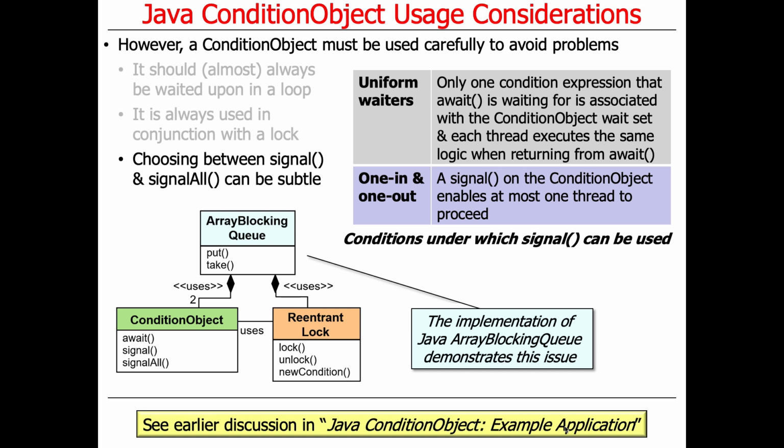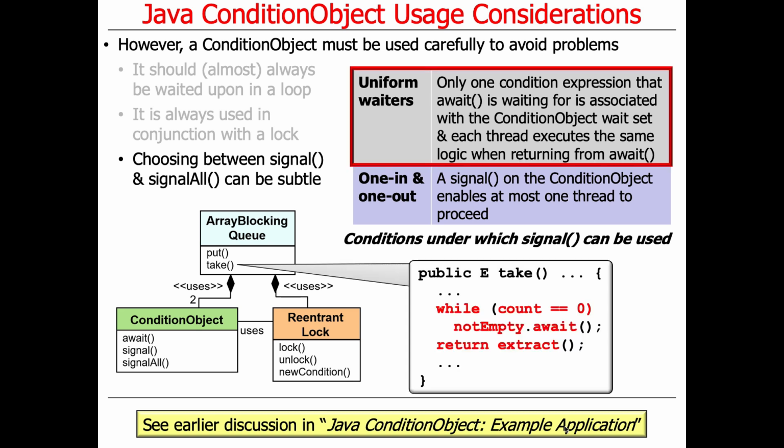And this would be exemplified with our discussion about the array blocking queue and the example application we talked about before. So you can see here that they have what they call uniform waiters. If all the threads who are waiting on a given condition are waiting for the same condition, then you can use signal to wake them up because they're all waiting for the same thing. In this case, they're all waiting to see if the count is 0 in the case of not empty.